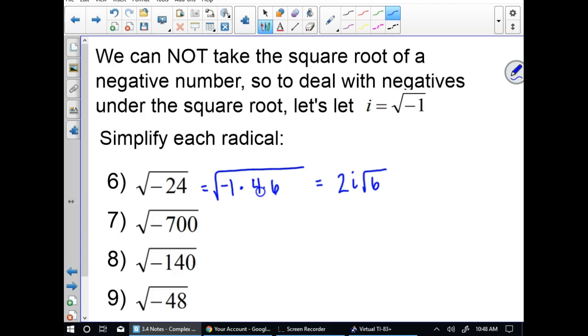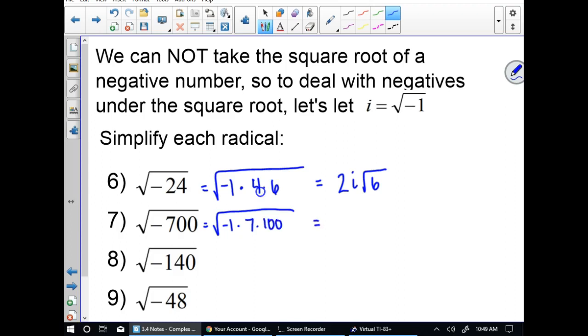Okay, so the next problem, we've got the square root of negative 700. So Jaden, how could I break down negative 700? Not 7 and 10. You've already taken the square root, right? 7 and 100. And since it's negative, I have to have that negative 1 out there, right? So I'll have negative 1 times 7 times 100.